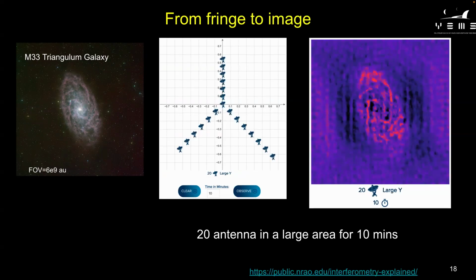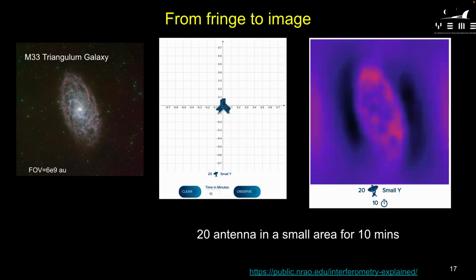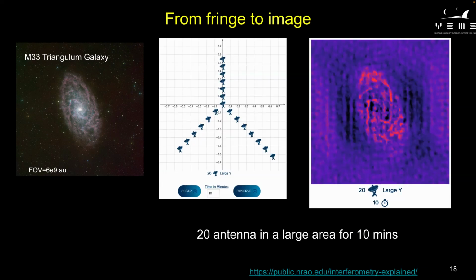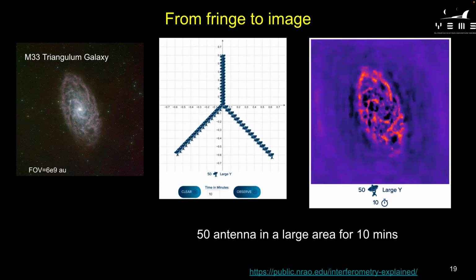Then with the same input, the number of antennas is the same, but we change the configuration. We make it a large Y. Then we get something similar but not good enough in signal to noise. So you can already see the difference. We keep the same 10 minutes. Now we increase the number of antennas to 50, and you can see how much it is improving. Again, it's the same configuration, just the number of antennas has increased. And now the time has increased. We are making a 60-minute observation, and we see much better resolution.